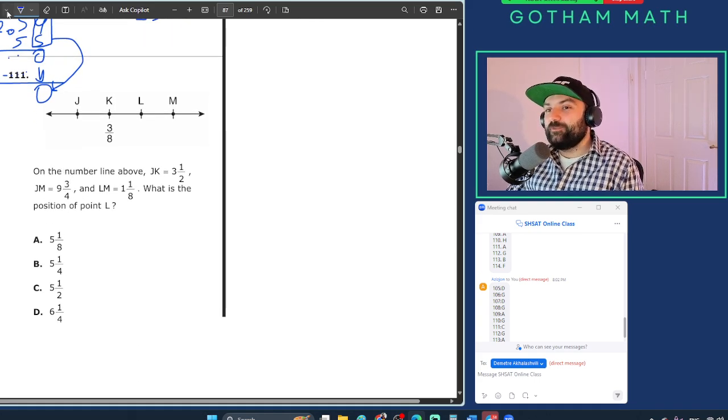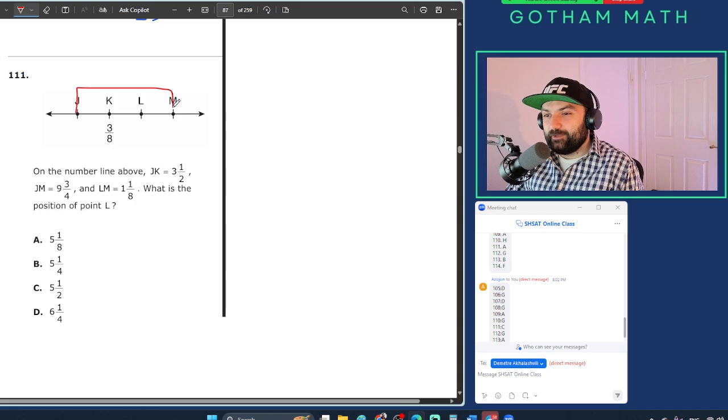Let's see how bad. Could you have gotten that right, or was it a legit mistake? Let's find out right now. So JM, the whole thing, is 9 3/4. JK is 3.5. LM is 1 1/8. What is the position of point L?